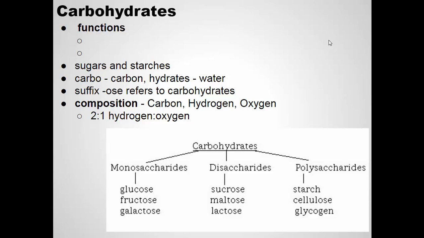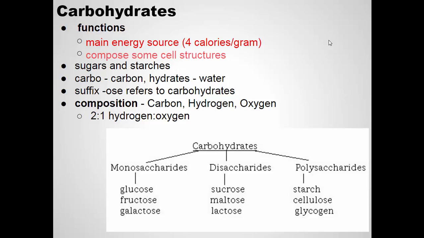What is, you learned this in health, I'm sure. What are carbohydrates used for in our bodies? Energy. Yeah, energy is a primary function. A gram of carbohydrate provides 4 calories of energy that our body can use. They compose some of our cell structures as well. Some examples of carbohydrates: sugars and starches.